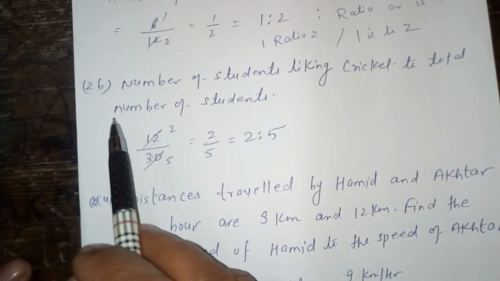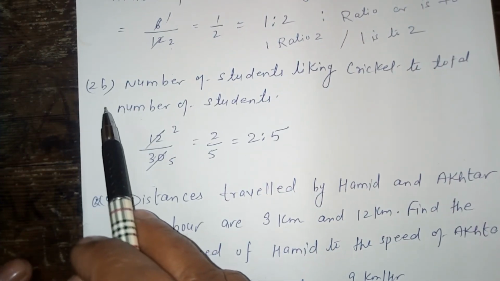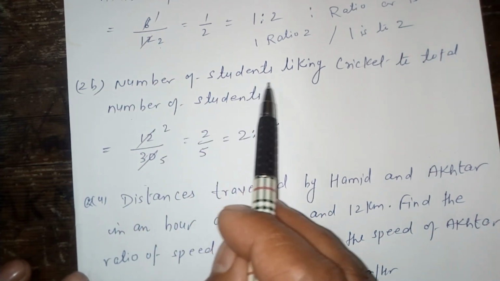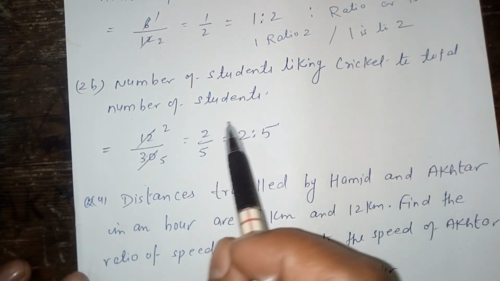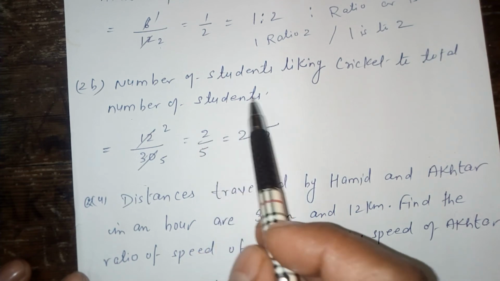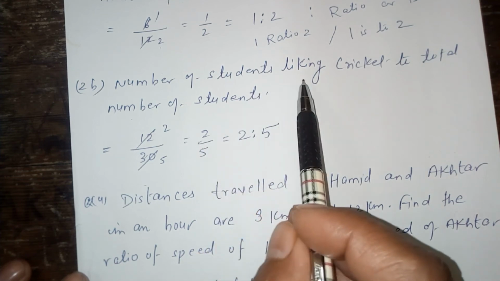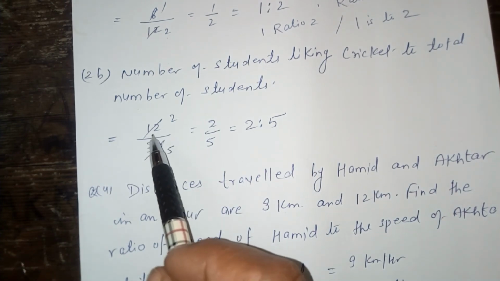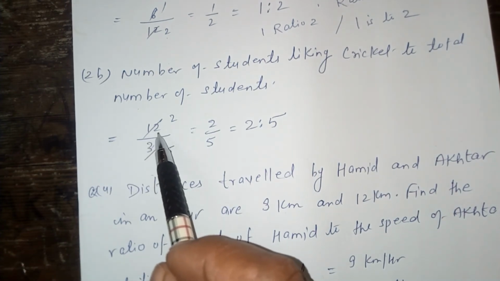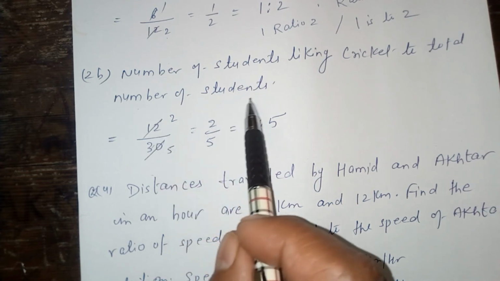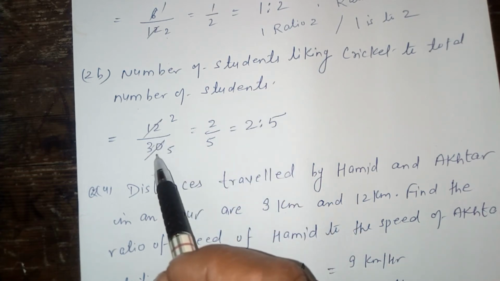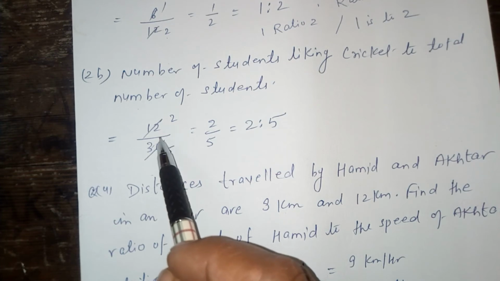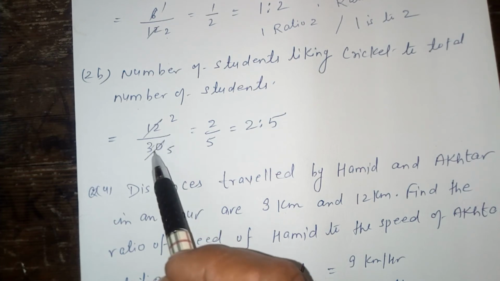The second part of the second question is the number of students liking cricket to the total number of students. The number of students liking cricket is 12. The meaning is 12 students like cricket, and the total number of students is 30. So what is the ratio? 12 upon 30.